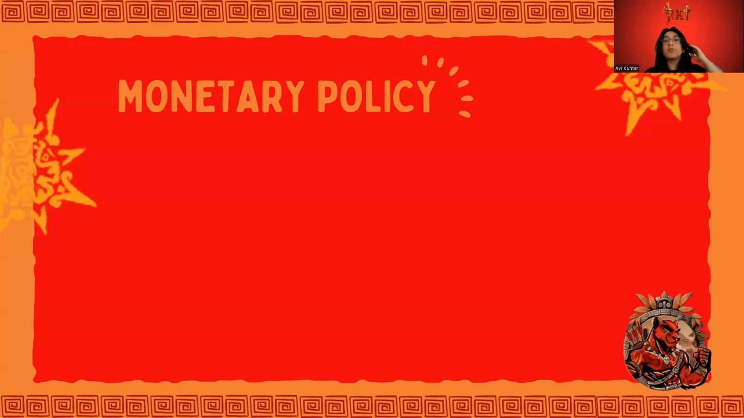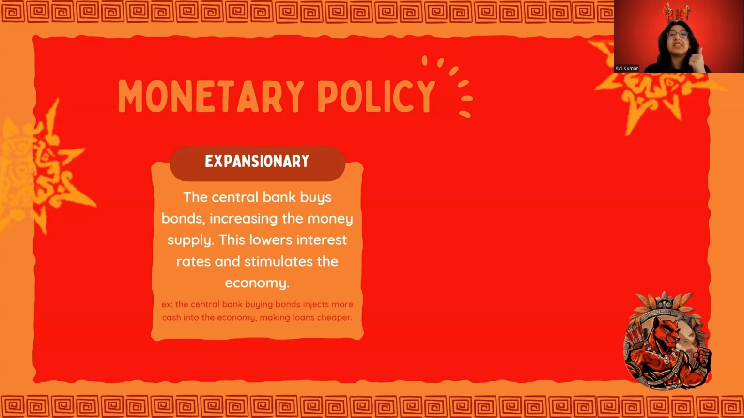Now, let's talk about monetary policy, which is a policy that the government uses to control the interest rates and the money supply in the economy. We have expansionary monetary policy, which is where the central bank buys bonds, which increases the money supply in the economy. This lowers the interest rate and stimulates the economy. So, if the central bank is buying bonds, it injects more cash into the economy, which makes loans cheaper as the interest rates are now lower.